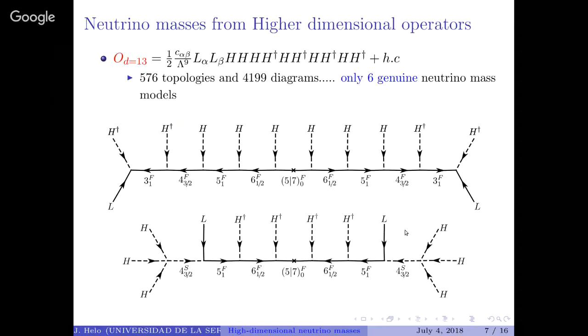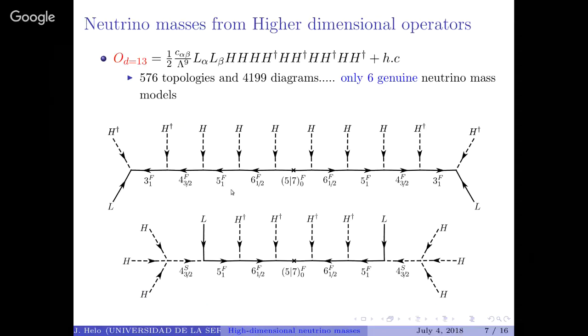Now in dimension 13, there are 576 topologies and 4,199 diagrams. The numbers start to increase very fast, as I already said. But the number of genuine models still remains very small: 6 genuine models. Here we show the 6 genuine models in a compact way. Let us note that they require Majorana fermions in the middle, which could be a quintuplet or a septet.